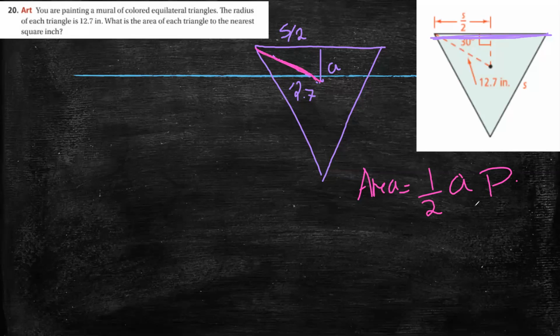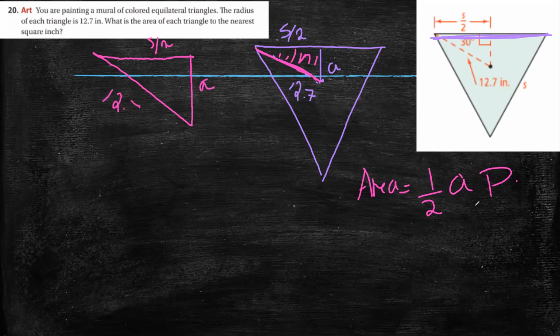So if you look at this triangle here, the small one, we have S over 2, we have A, and we have 12.7. And he told me that this angle here is 30. So I need to find A and S over 2 now.